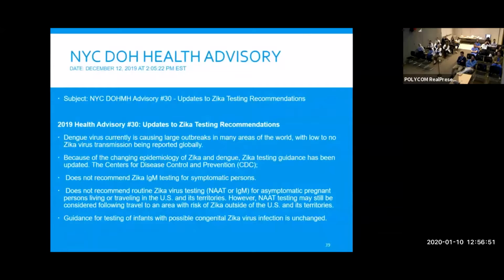So we do not routinely recommend Zika testing for asymptomatic pregnant persons living or traveling in the U.S. or territories. However, testing should still be done in patients that were traveling in a Zika endemic area, and if they're coming from a Zika endemic area. So pregnant travelers should be tested, otherwise there's no need to test.